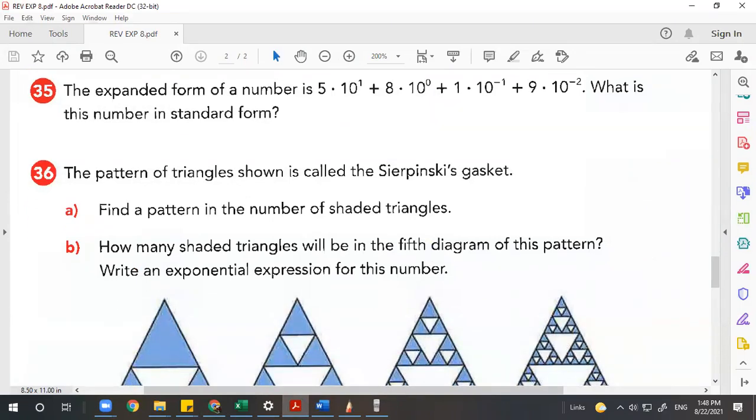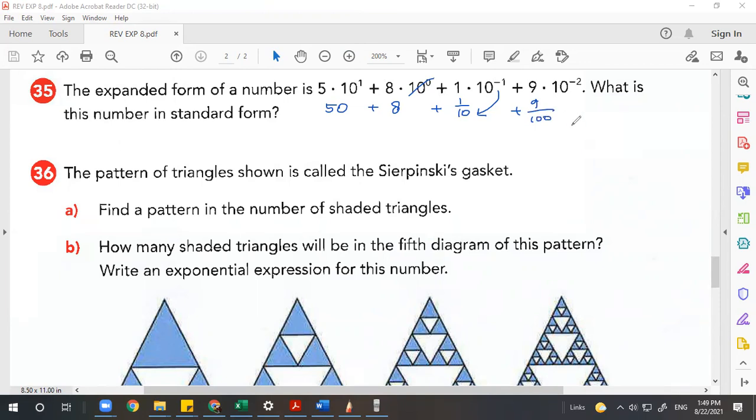Okay, what is this number in the standard form? I think it's quite simple. This is 50, right? 5 times 10 power 1 is 5 times 10 itself, so it's 50. And then 8 times 1 is 8 itself. And then 10 power negative 1 is 1 over 10, right? Because 10 power negative 1 is going down. And then 9 over 100, or 10 power 2, which is 100.